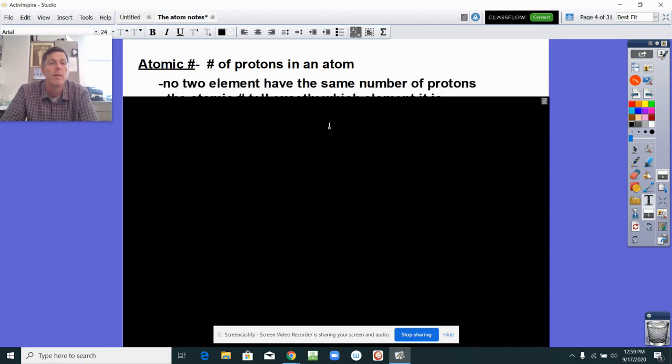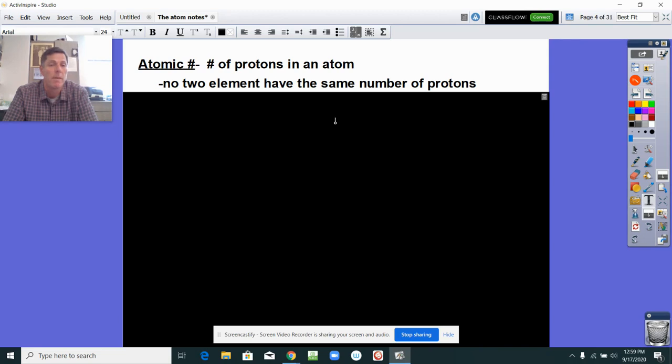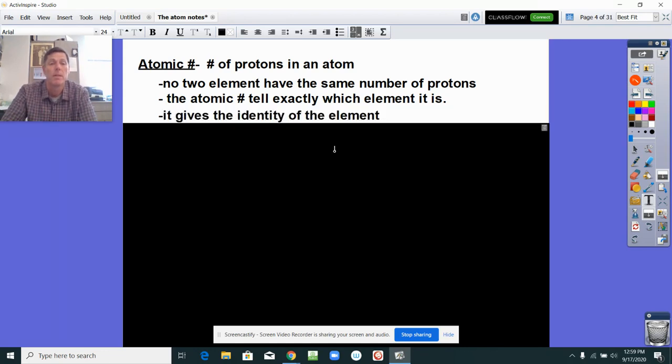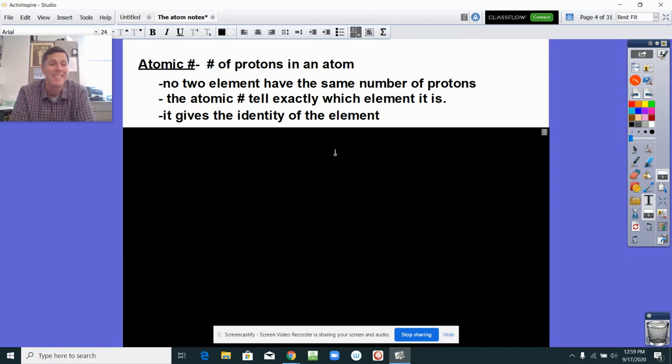Now, no two elements have the same number of protons. That means no two elements have the same atomic number. And if you know the atomic number, you know exactly what element it is. That's why that atomic number is so important. It's giving us the identity of the element itself.